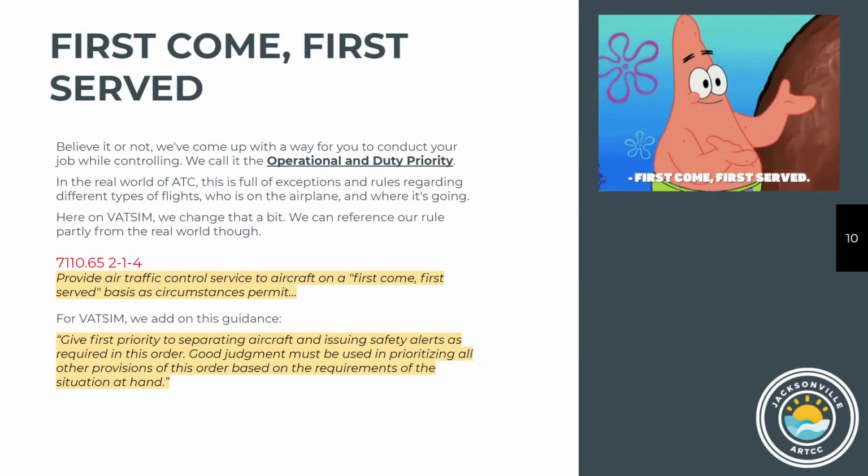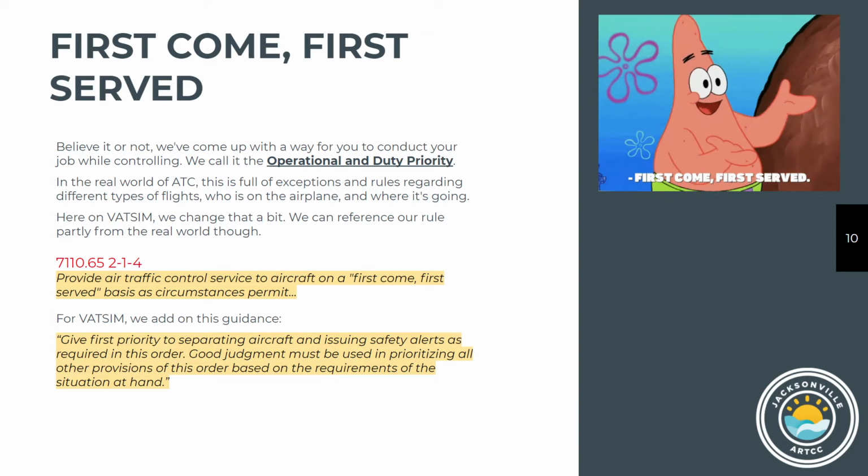Now we have another thing here, it's in VATSIM and it's in the 2-1-4, which is that we generally provide services to the aircraft first come, first serve. That means generally if somebody calls in for a clearance and then somebody calls in for a request to taxi, the person who called in for clearance will usually get their services first if you're covering both clearance, for example, on ground.